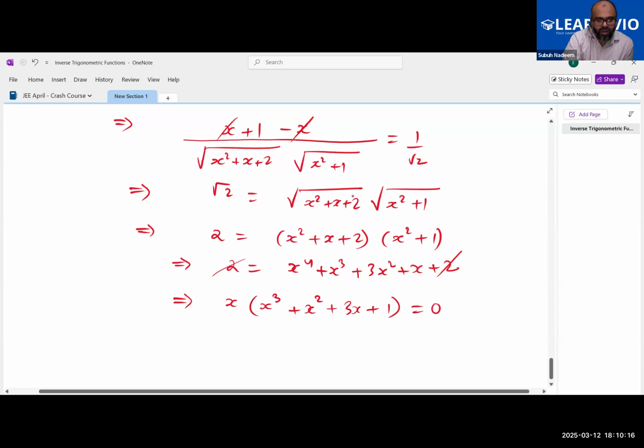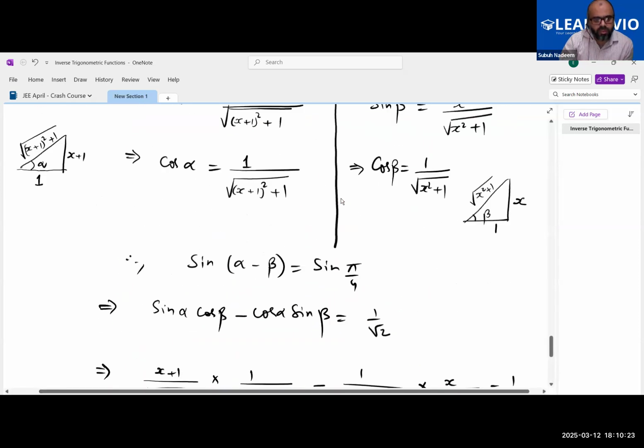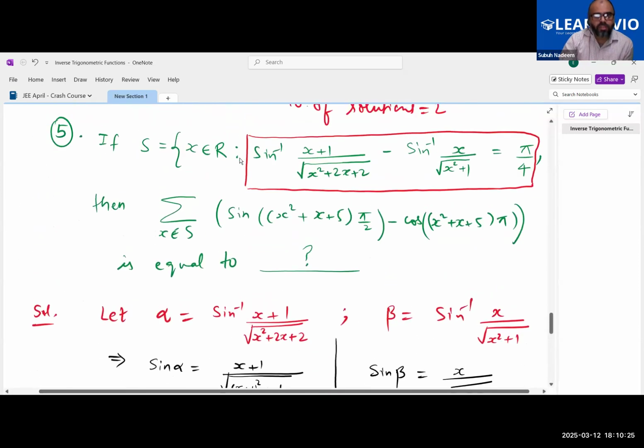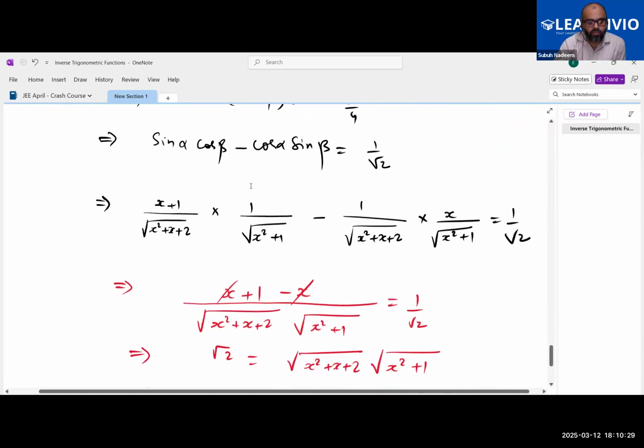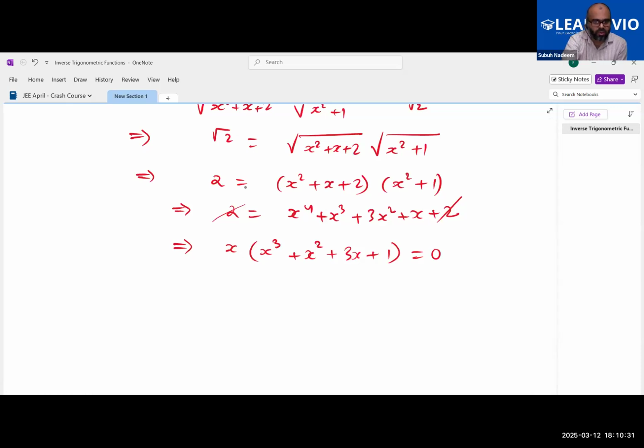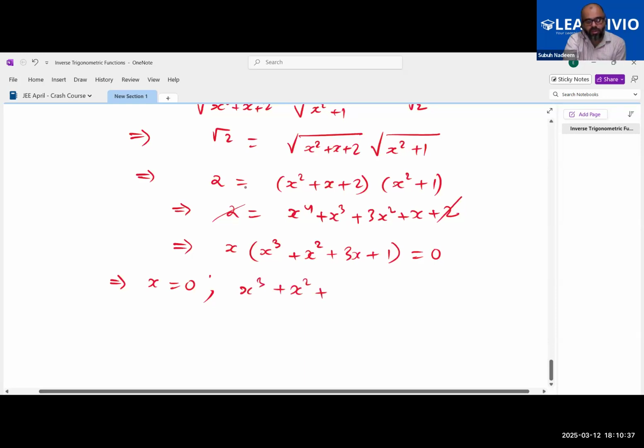Now we have to find the solution to this. Okay, one solution is x equal to 0. What are those values of x? So one value of x is coming 0, that is fine. Another is x cube plus x square plus 3x plus 1 equal to 0.